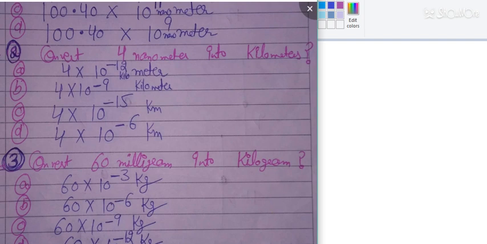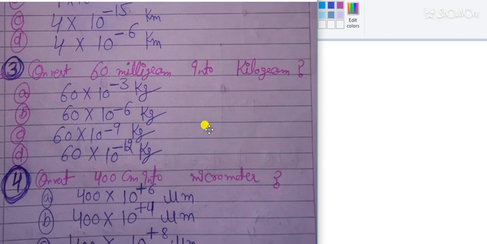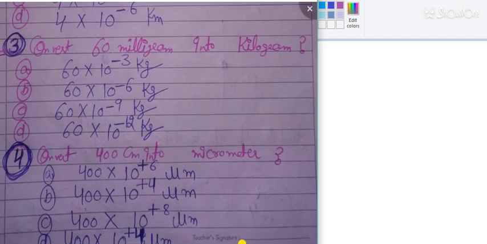Now we are moving to question number 3, that is convert 60 milligram into kilogram. We have to convert 60 mg, that is 60 milligram, into kilogram. So now we are solving it.